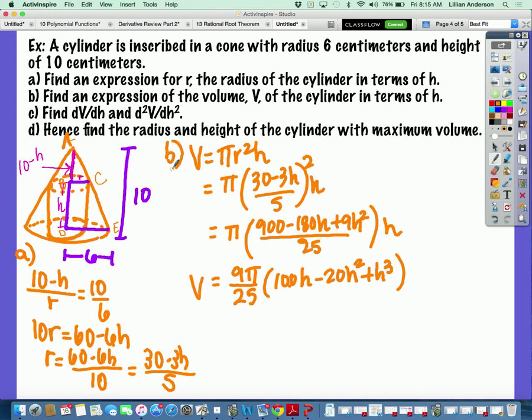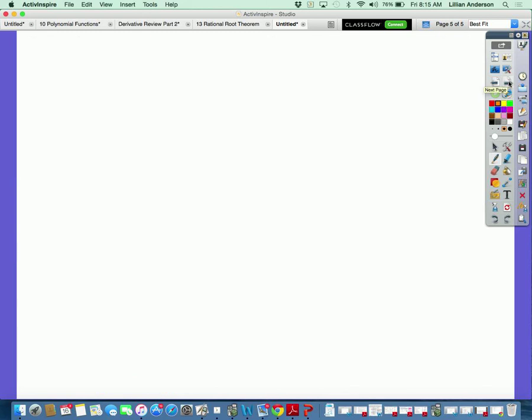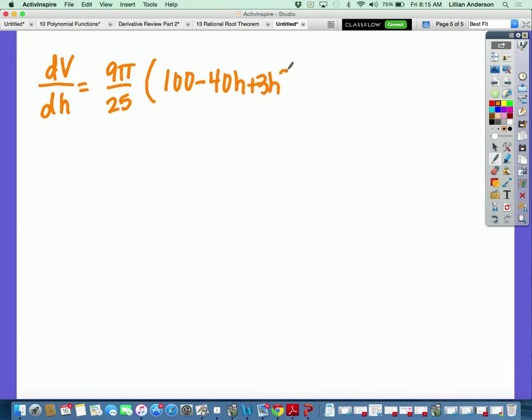Now part C says find dV over dh and find d squared V over dh squared. So basically the first and second derivative. I'm going to change to the next page so I have enough space. So my derivative: don't do anything to the constant on the outside. You just take the derivative of the inside. So that's 100 minus 40h plus 3h squared.